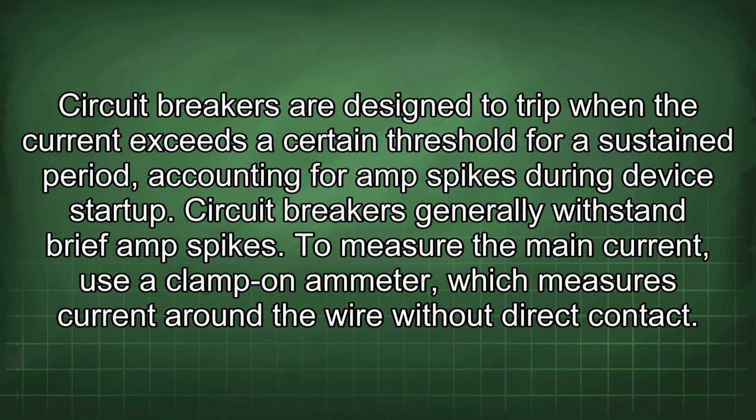Circuit breakers are designed to trip when the current exceeds a certain threshold for a sustained period, accounting for amp spikes during device startup. Circuit breakers generally withstand brief amp spikes. To measure the main current, use a clamp-on ammeter, which measures current around the wire without direct contact.